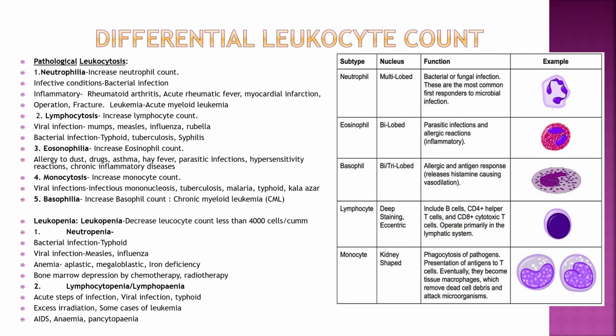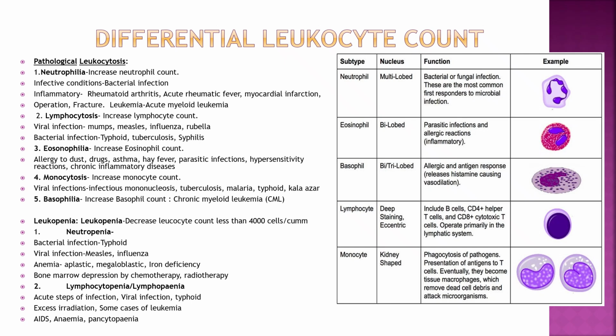Then agranulocytes. First is lymphocyte, a round cell with a round nucleus and slight bluish cytoplasm without granules. And monocyte, the nucleus is kidney shaped, and it is the biggest cell, that is 14 to 22 micron in size, and the cytoplasm is grayish blue color without granules.